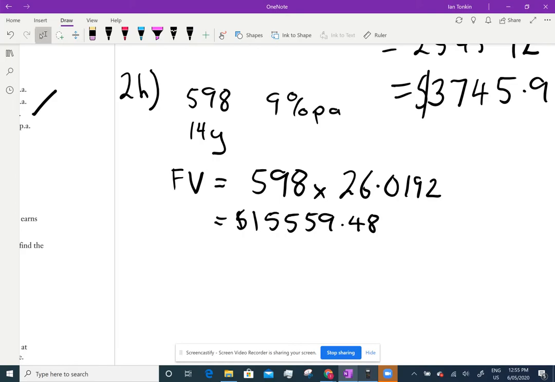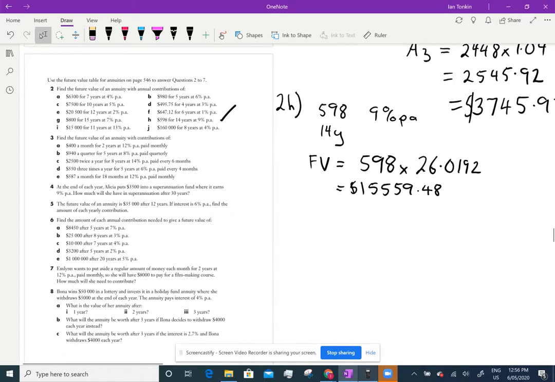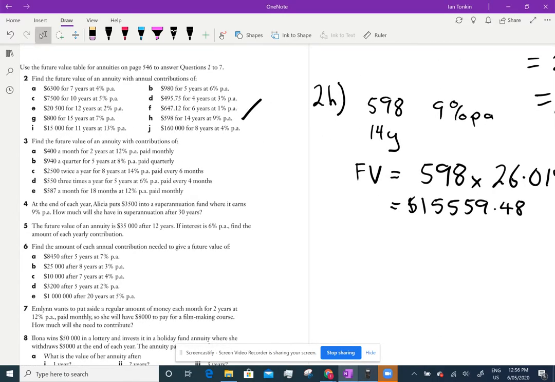Now, if you would just put that 598, let's just see what the difference is. So 598 times 14, 8,000, we've almost earned double the value of the annuity in interest over those 14 years. Because if we just save 598 for each year for 14 years without any interest, we'd have 8,372, whereas we've got $15,559.48.